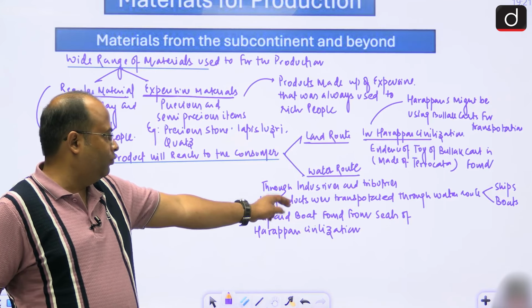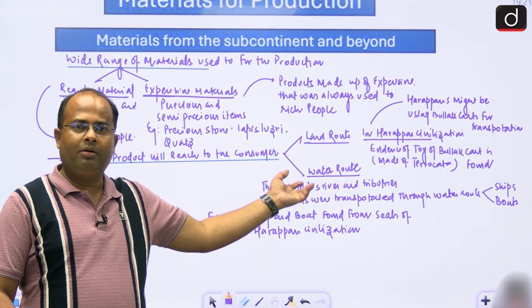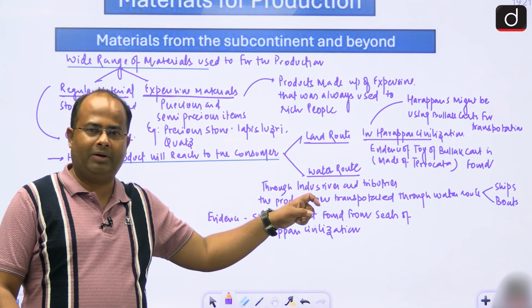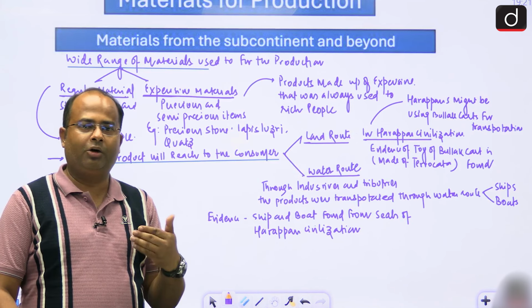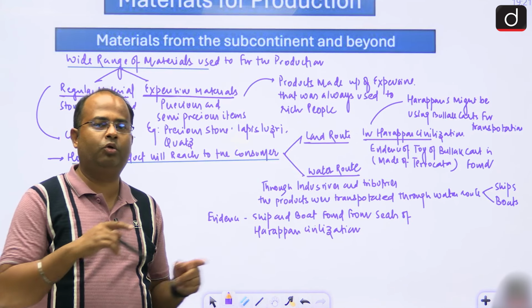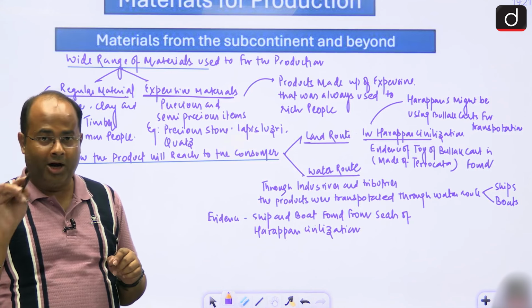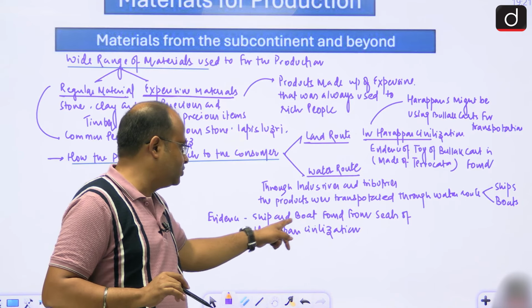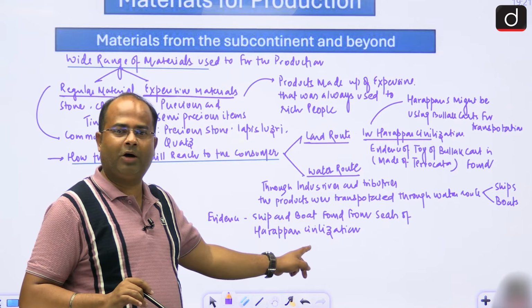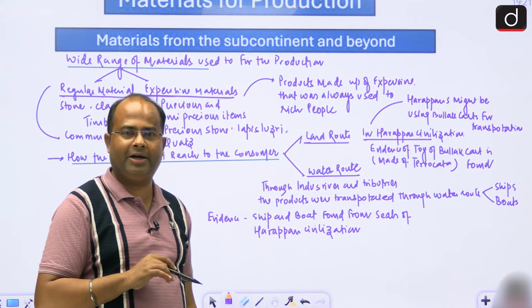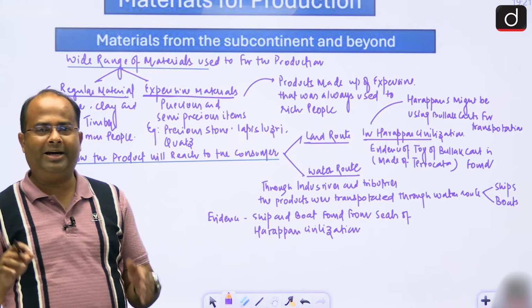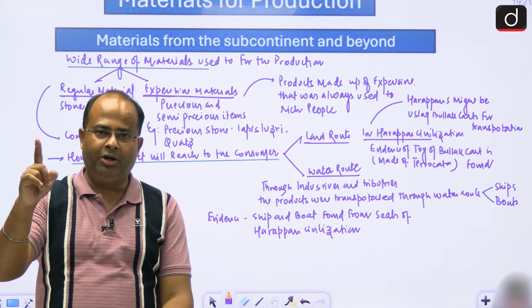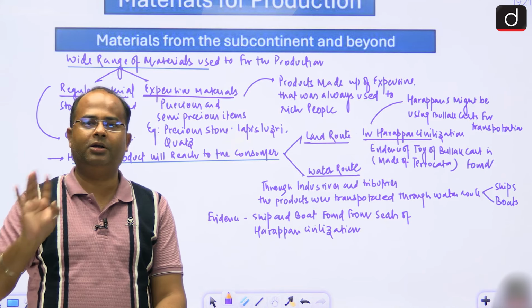Another thing is the water route, कि through the Indus and its tributaries, the goods were being sent through the water route from one place to another. How? Because we have the evidence of ships and boats found from the seals of Harappan civilization. So, we can conclude that they must have been using the land route plus the water route for trade and commerce.